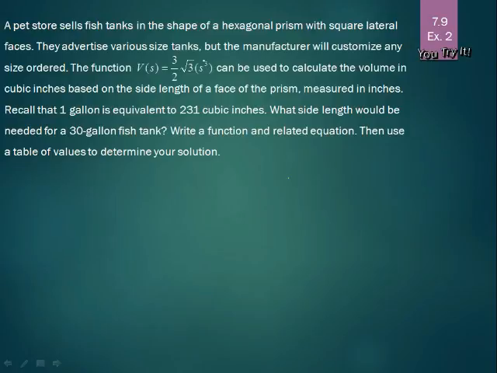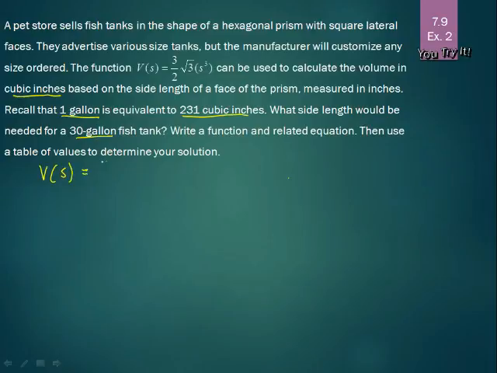Okay, so we have our function here for volume, and notice that the volume here is in cubic inches, and we're actually trying to find the side length for a volume of a 30-gallon fish tank. So if this fish tank holds 30 gallons, we really need a volume function that is in gallons instead of cubic inches. And so we will need this conversion factor that 1 gallon is equal to 231 cubic inches. We can use that to convert our function.